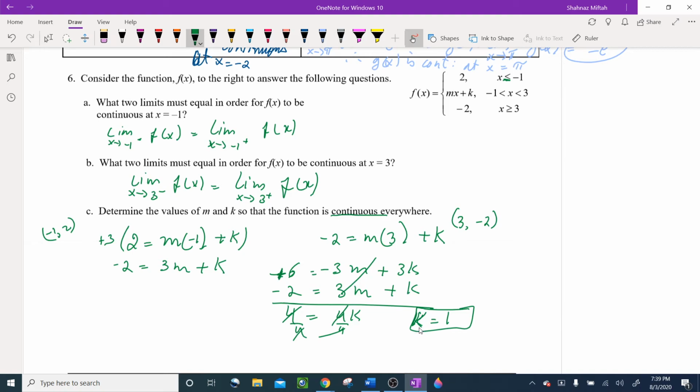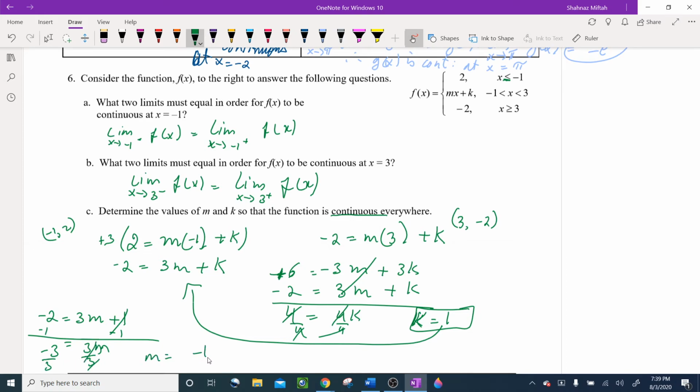Now I have to plug in this k in here to get the m. And we already know the x is 1, or you can plug it in any one of those, whatever is making sense. So if I plug in this k equal 1 in this equation, I'm going to say negative 2 equal 3m plus 1. Subtract 1 both sides. It's negative 3 equal 3m. You divide 3 both sides, and it's going to give me m equal negative 1.